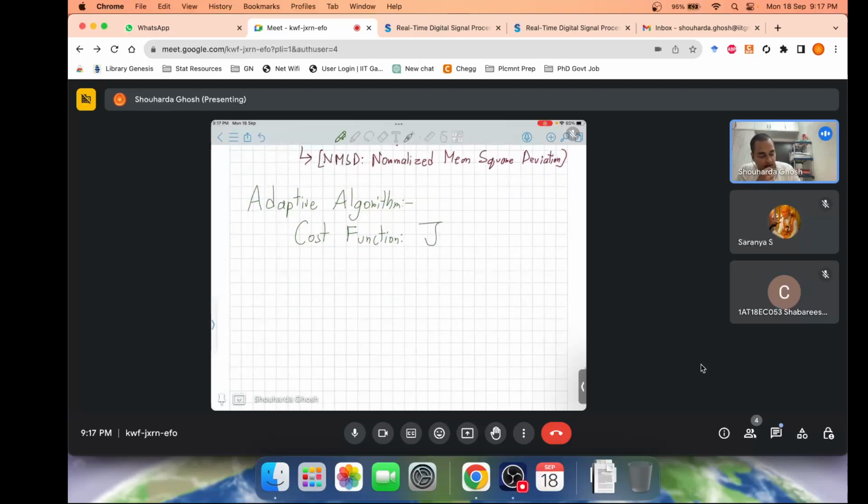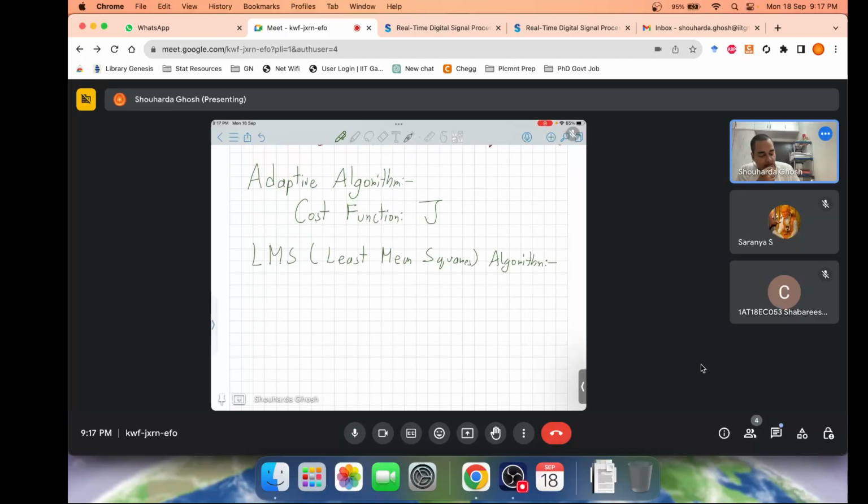Now suppose for the LMS, or least mean squares, algorithm, what was our J? We learnt in the previous class that J was actually e squared of n. This is the instantaneous error squared. I'm not taking the expectation, as I mentioned earlier.